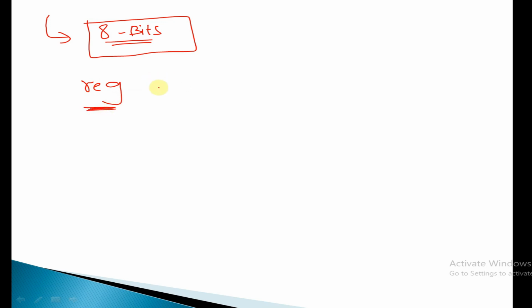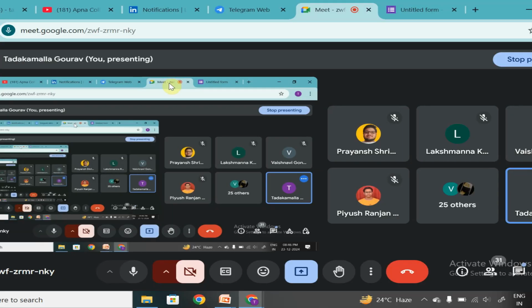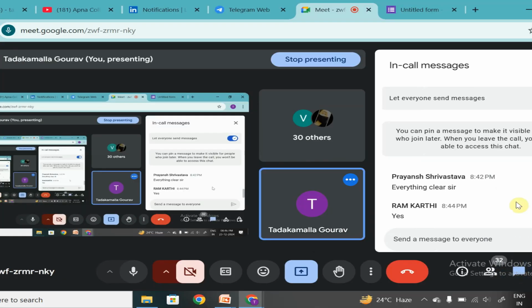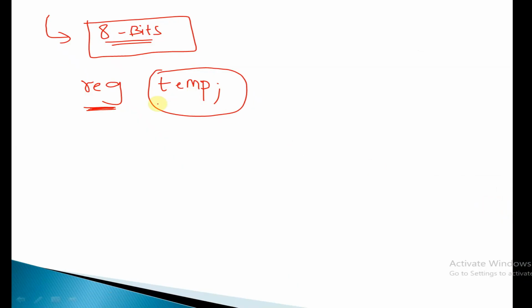Now if I declare reg temp, tell me how many bits this variable can store. Reg temp. 1 bit. Yes, this temp can store only 1 bit, because by default reg can store only 1 bit of data. We haven't mentioned any size. Now our requirement is to store 8 bits of data.